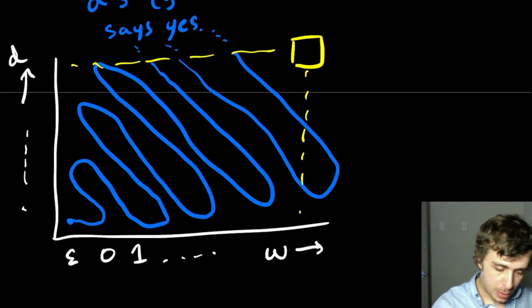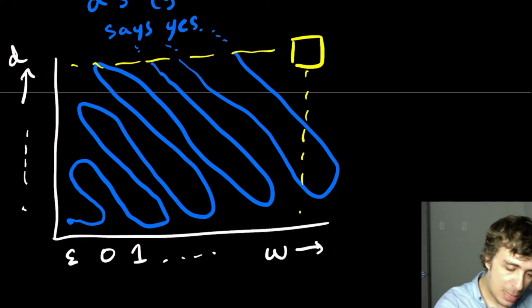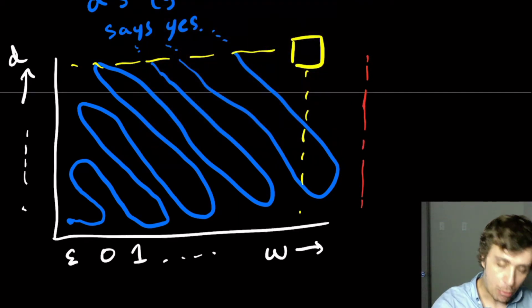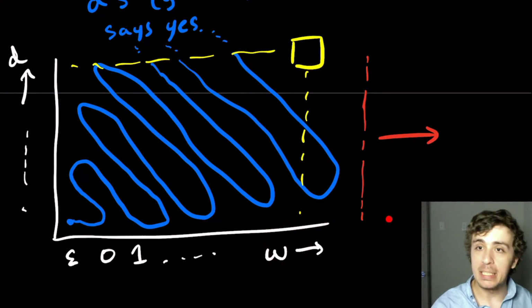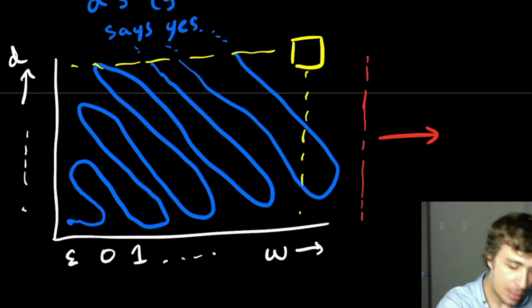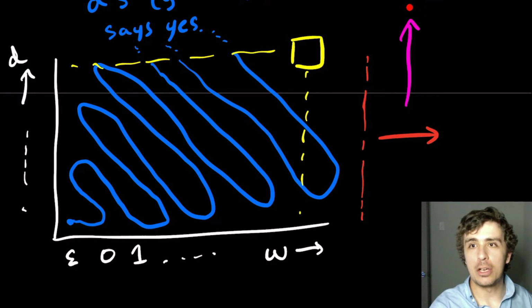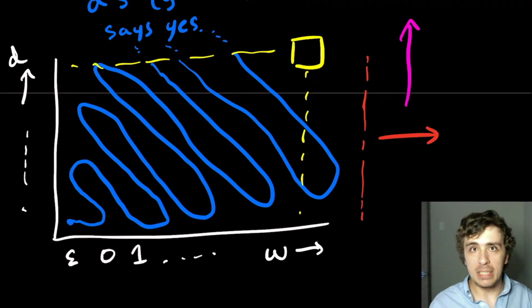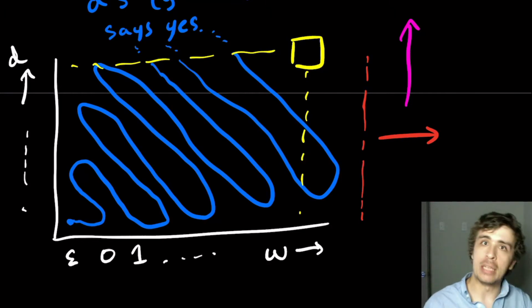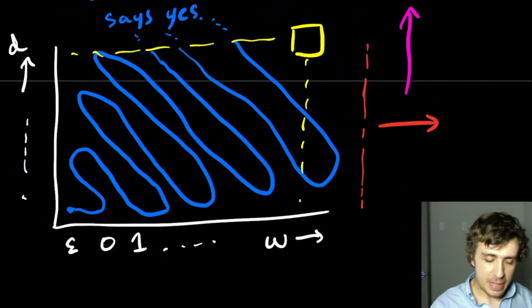The condition says that for all sufficiently large W, if the language is infinite, there exists a D. So let's just say that from this point right here onwards to the right, there always exists a D corresponding to each one of those W's, provided that the language of G is infinite. Then eventually we're going to sail north to find the corresponding D for the W that this column corresponds to. Eventually I'm going to hit that particular D parameter. Every one of these predicate queries is decidable, and so we will eventually reach that square. However, if the language of G is not infinite, then this will never occur.